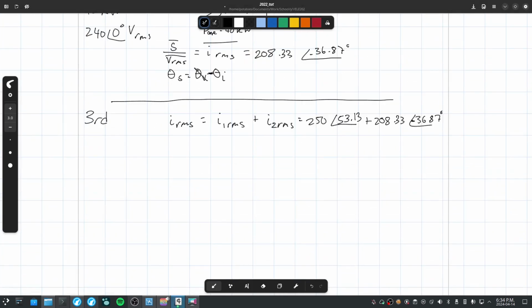So, the third box. I RMS is equal to I1 RMS plus I2 RMS, which is equal to this. Let's plug that into our calculator. We have 250 with a phasor of 53.13 plus 208 with a phasor of negative 36.87. I RMS is, there you go, 325 with a phasor of 13.32 degrees.